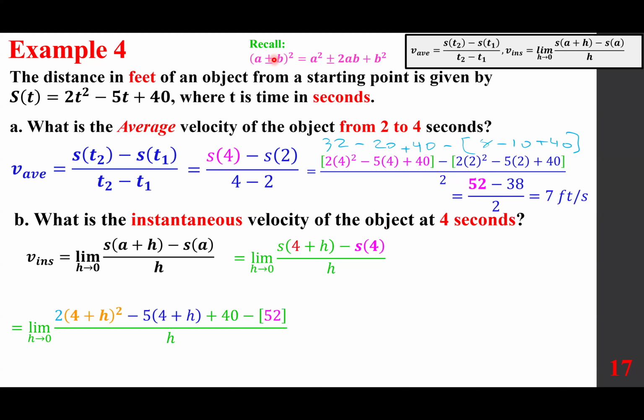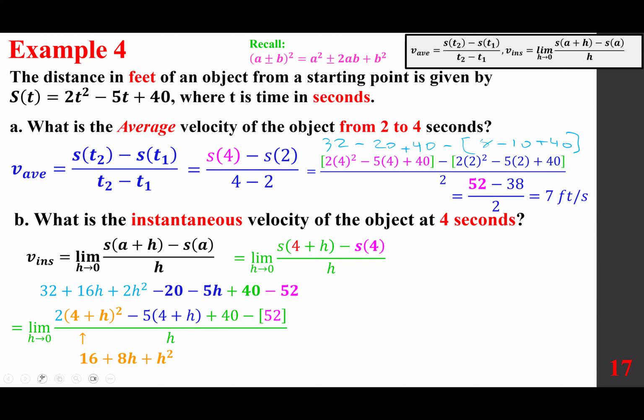As you know, a plus b squared is a squared plus 2ab plus b squared. So this is 16 plus 8h plus h squared. When you distribute the 2, you get 32 plus 16h plus 2h squared. When you distribute the negative 5, you get minus 20 minus 5h. This is plus 40 minus 52.